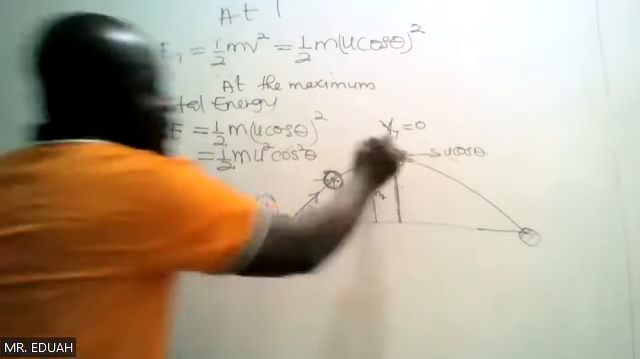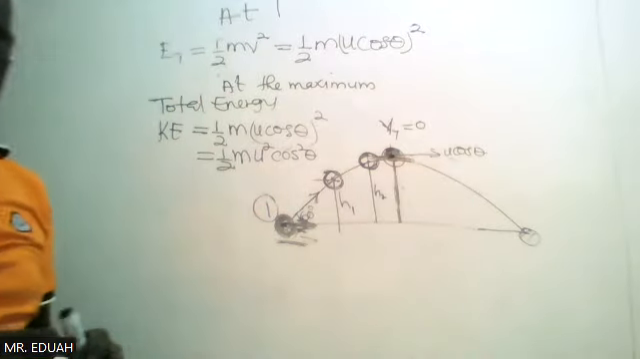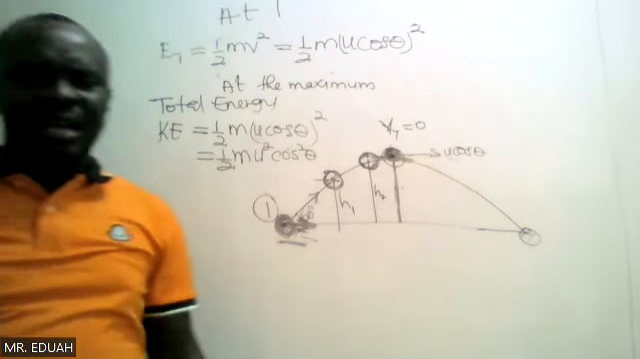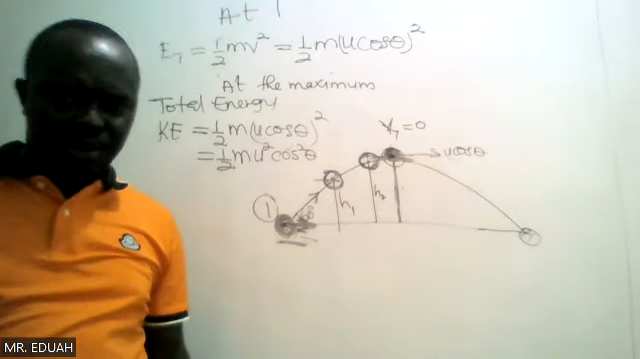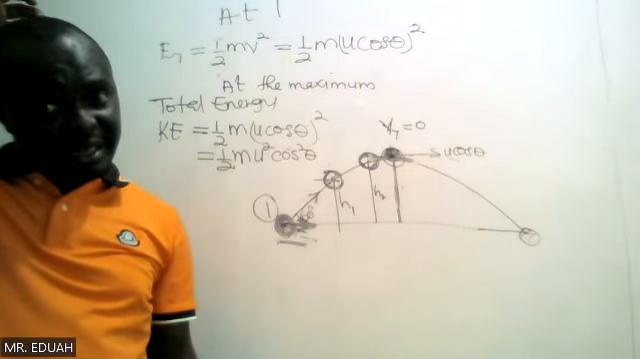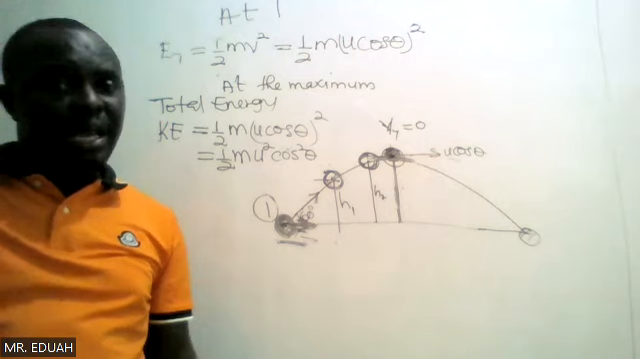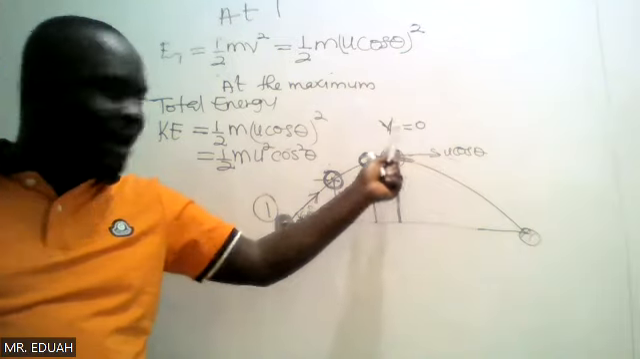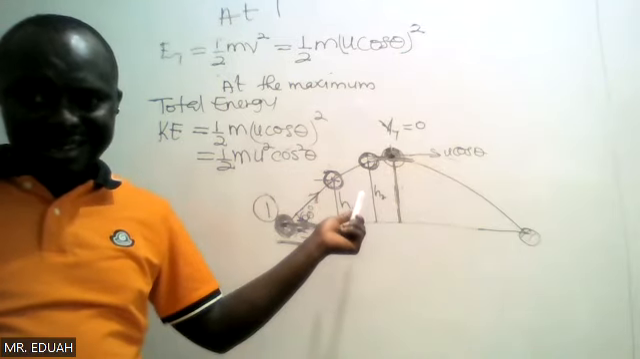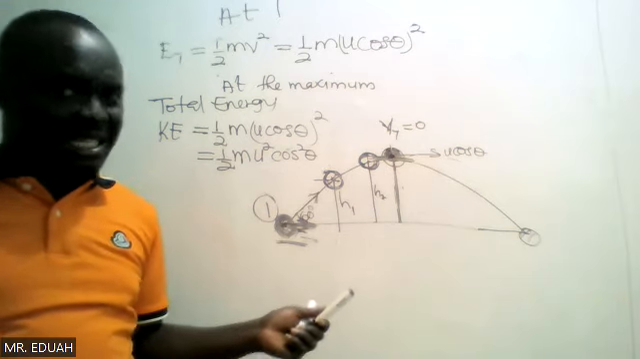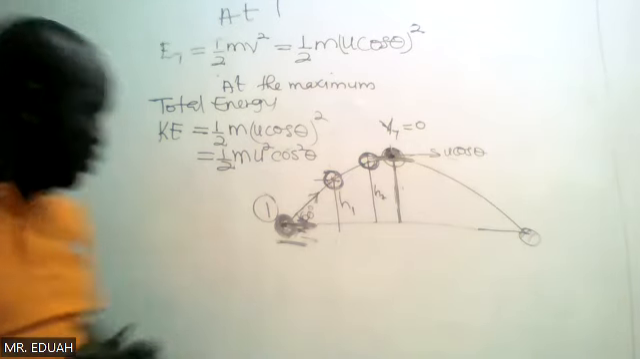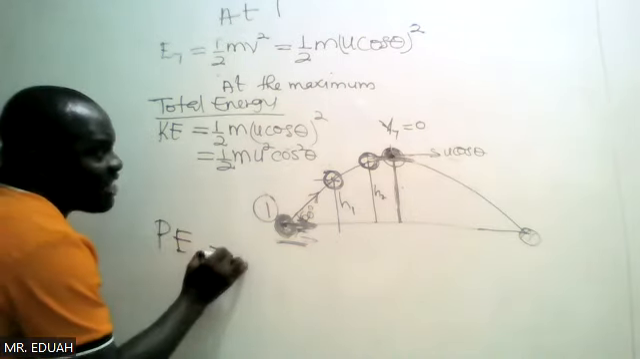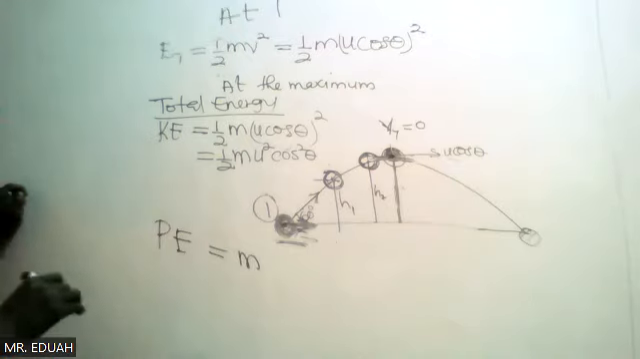Now, at the maximum height, will the body possess another energy apart from the kinetic energy? Yes, please. And what's that energy? Potential. Good. So there will be potential energy, which is given by the mass of the body.